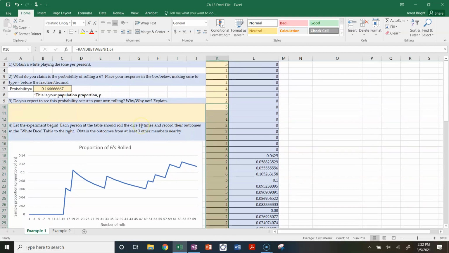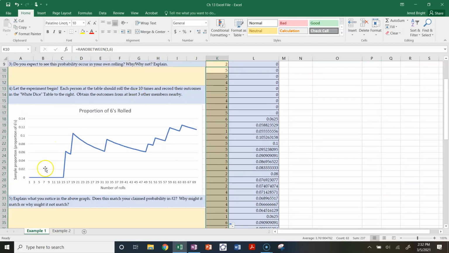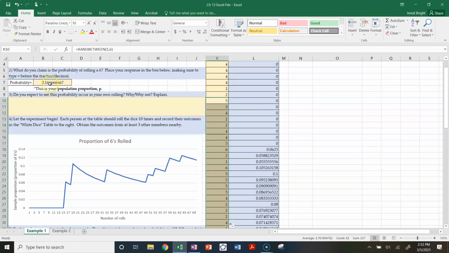Okay, so I made a graph showing the sample proportion over time. And so you can see for this experiment, where I did it 63 times or so, that the proportion oscillated based on the number of rolls that I did. And eventually I ended up at 11%, which was a little different than the 16%.